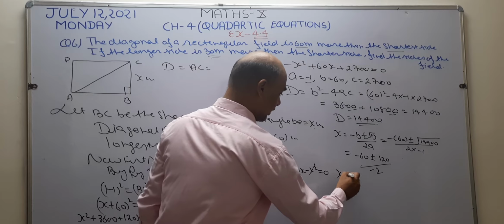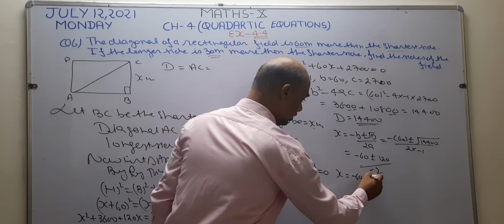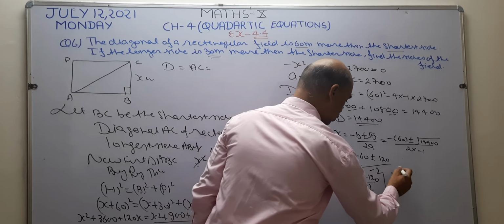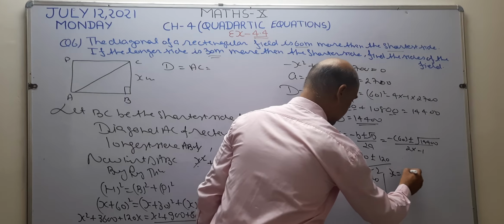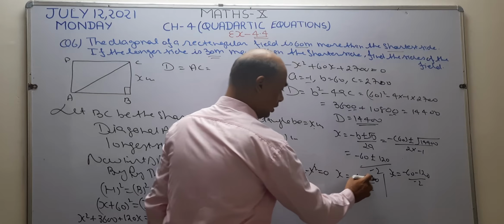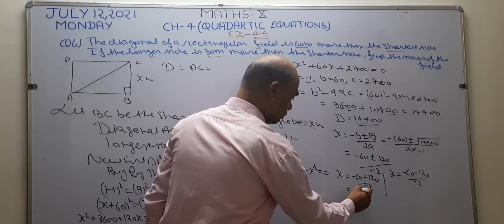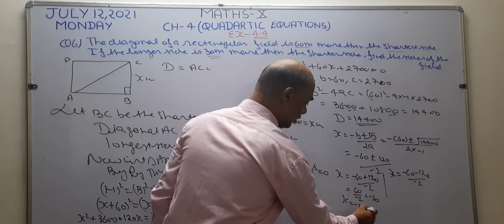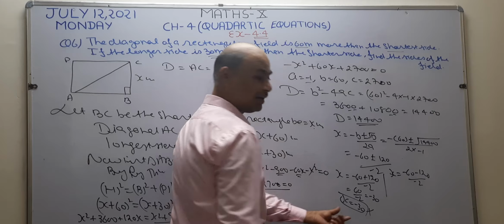Now I am going to take the positive sign between these two terms one time, and the next time I am going to take the negative sign between these two terms, to find the roots of the given quadratic equation. Now see, plus and minus. So with the minus, this becomes 60 upon minus 2, and the value becomes minus 30. As you know, a side cannot be negative, so we are going to reject it.